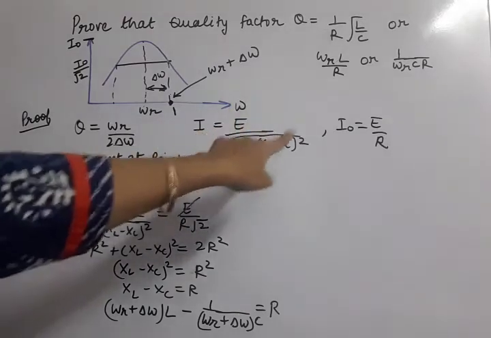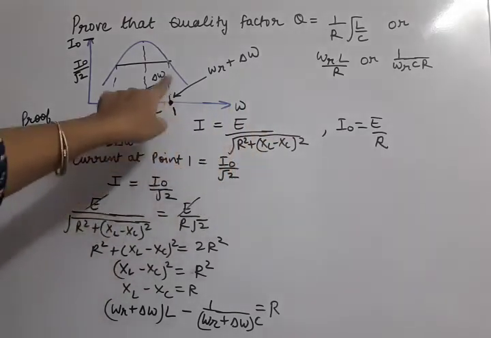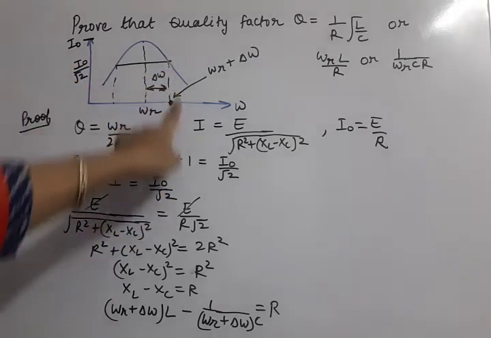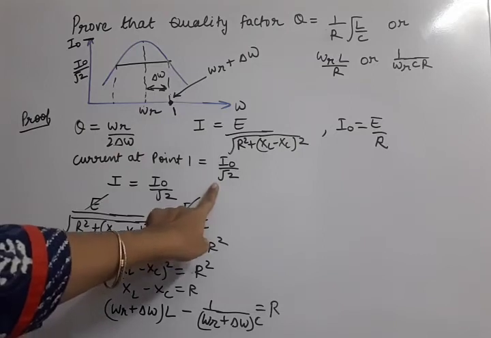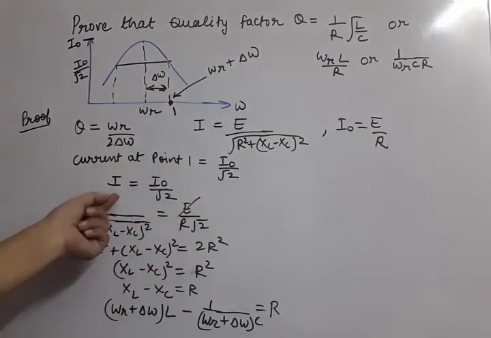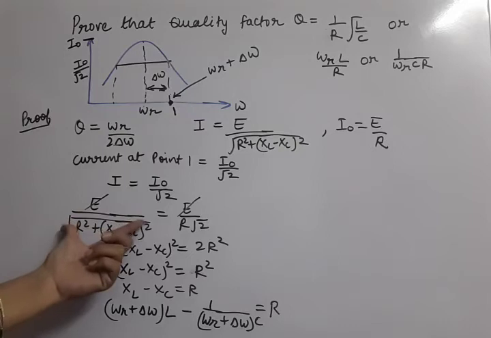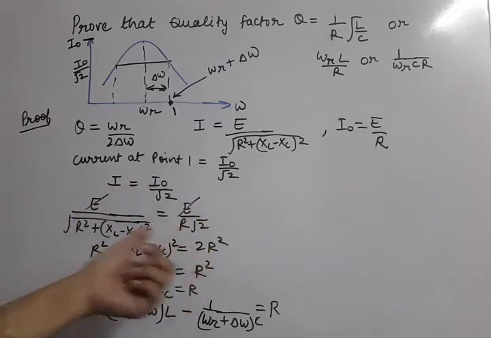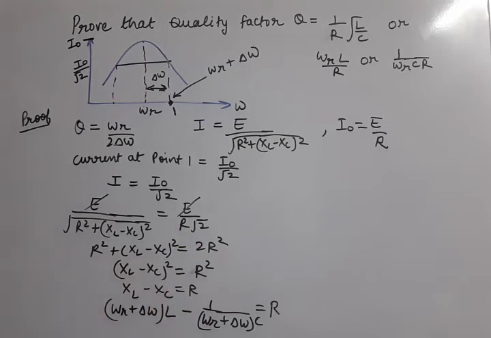This is the current general formula, and current at this point is related to maximum current I0 by root 2. So current at point 1, meaning at any point, is given by this formula. It is I0 by root 2 written, I0 value substituted, and this much cancellation is done. Now you can see this term is in the numerator and this term is 1 by something, in the denominator. So now we have to apply some procedure to solve it.